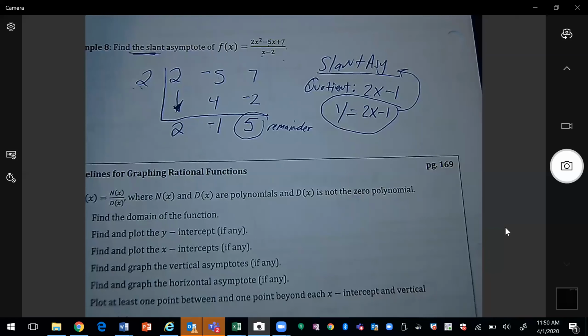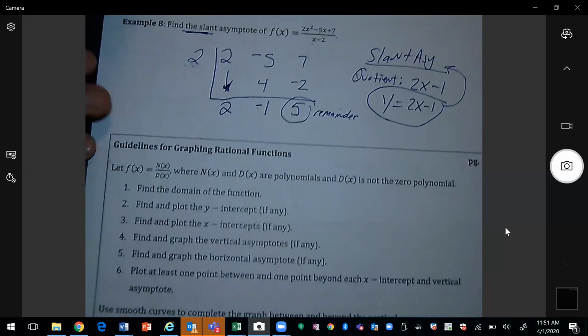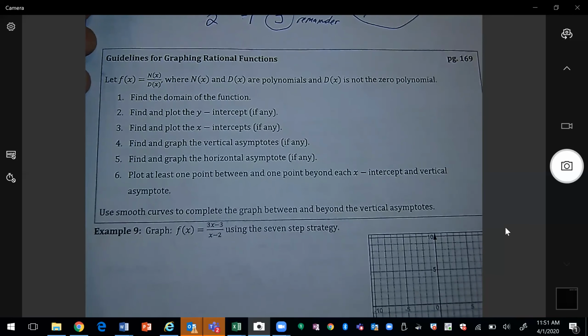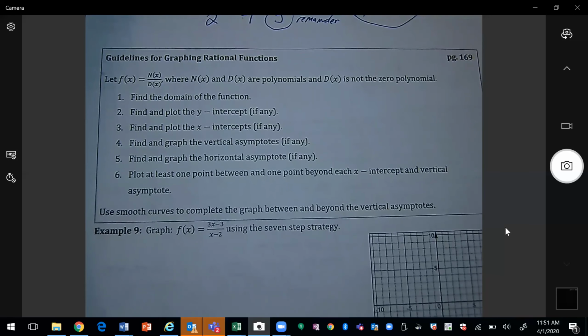Okay, let me go to the steps here. So our overall goal is to graph a rational function. And these are the steps that we can use. Number 1, we can find the domain.